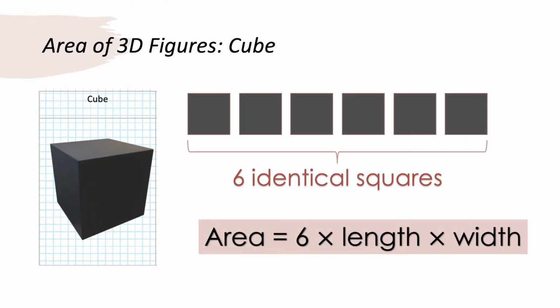Do you remember how to figure out the area of a square? Yes, it is length times width. A cube is nothing more than 6 square faces. To find the surface area of a cube, we find the area of a square and multiply it by 6. The surface area of a cube is 6 times length times width.